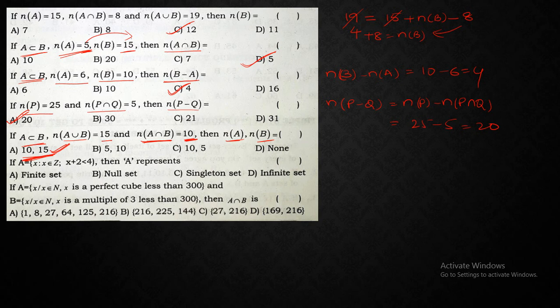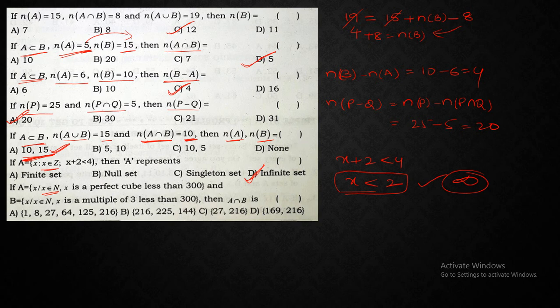Next, set A is equal to x such that x belongs to Z. So x is an integer and x plus 2 less than 4. So x plus 2 less than 4 means x is less than 2. So x less than 2 means how many elements are you going to get? You are going to get an infinite number of elements, because negatives are also there, so it is nothing but an infinite set.